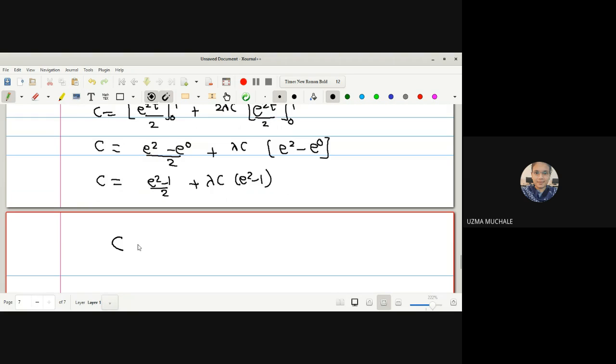If I take c outside, it will be 1 minus lambda (e^2 minus 1). If I take c outside from this, it will be c times (1 minus lambda (e^2 minus 1)) equals (e^2 minus 1)/2. Correct? Yes, ma'am.